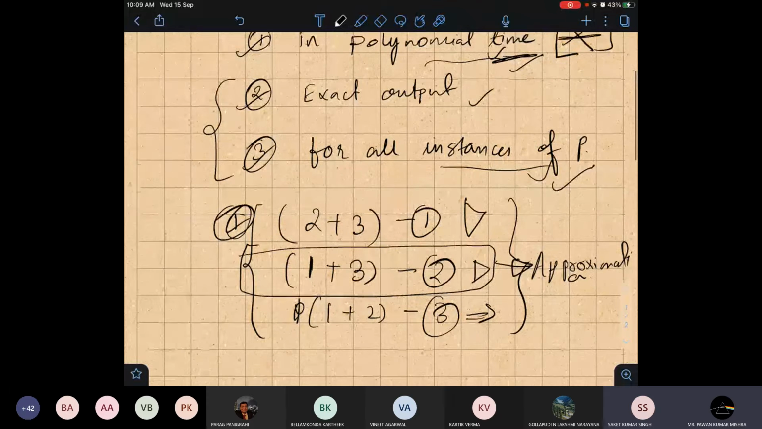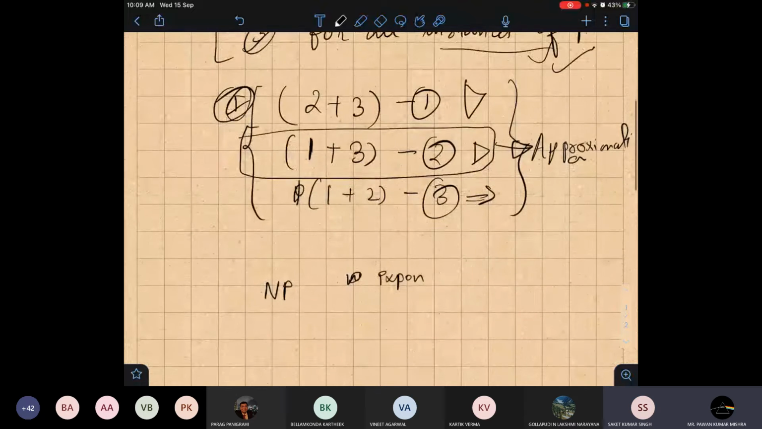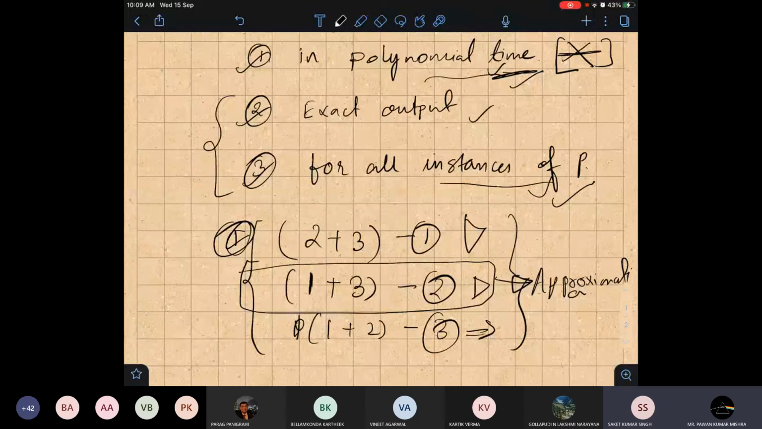I'm saying NP complete problems are the problems, and approximation algorithms are techniques via which we deal with NP complete problems.